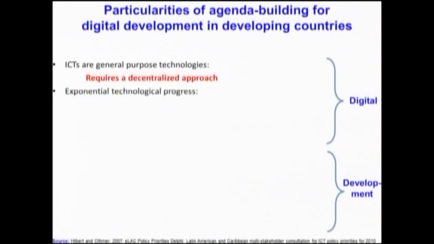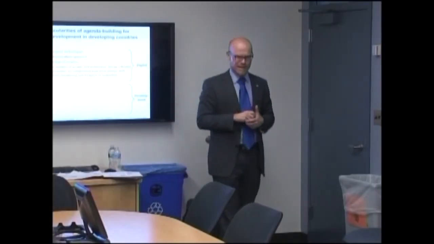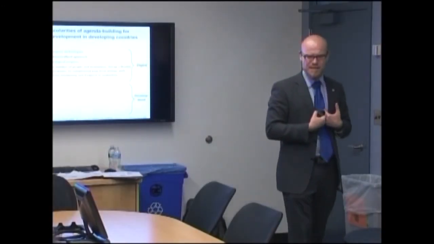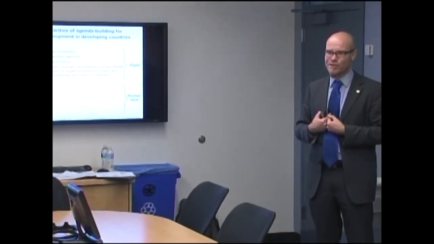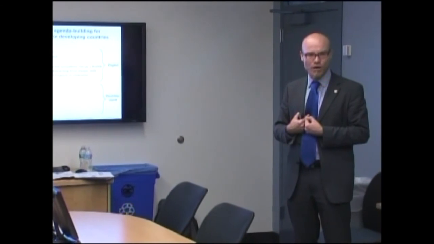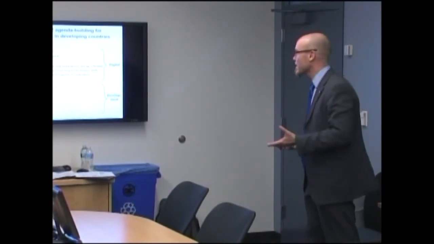Second of all, there's exponential technological progress. So what you do is you involve a large number of people and institutions, and you set up a flexible short-term structure to complement a long-term vision. That's how you can confront this uncertainty, and you have to have a close monitoring mechanism. We were lucky we had the funds at the UN to be able to do that. Not all policy projects even have the funds to closely monitor. Digital policies you always have to monitor very closely, just because they change so drastically in such a short time.